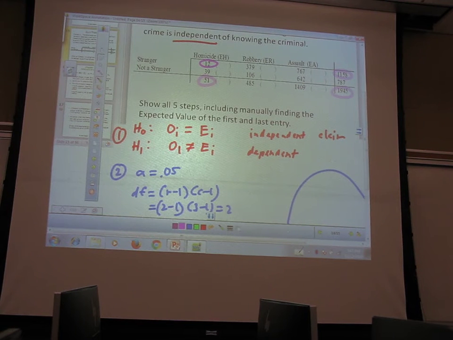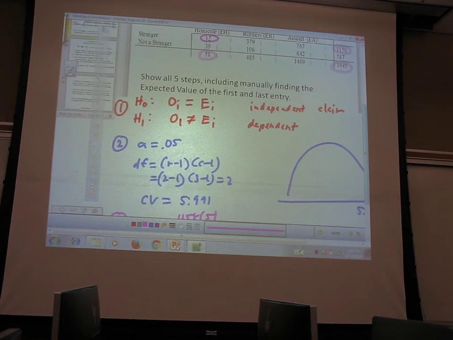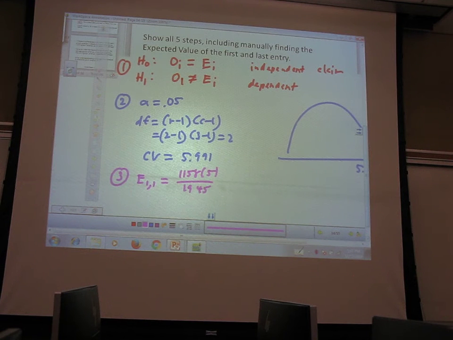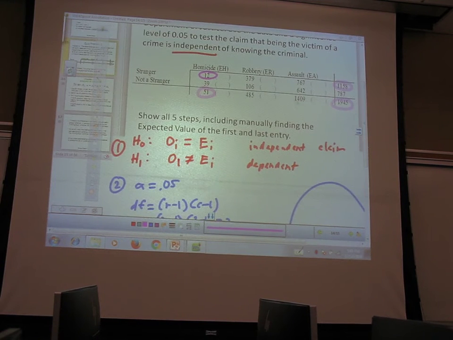Good. 1168 times 51 divided by 1945. And what did you guys get for that one? 30.3636. Great. And the last one, what row is it in? The second row. What column is it in? The third column. So E2,3.